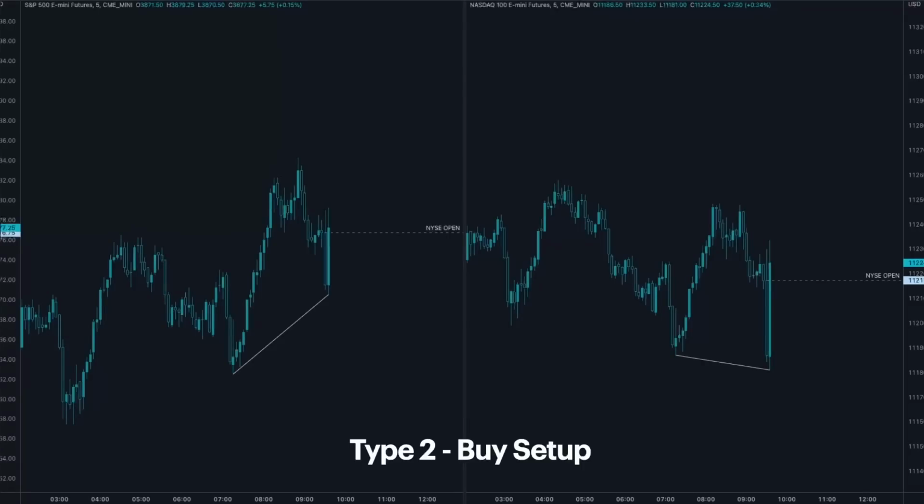But you've got to keep your head on a swivel sometimes, because not only was that a type 1 buy and a type 1 sell, but it's also a type 2 buy setup. Whoa, this is probably a lot to handle, so you might want to rewatch this a couple times.